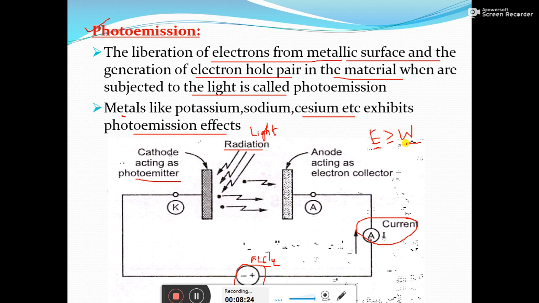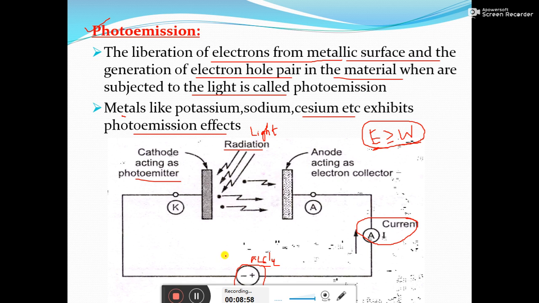So if the energy is less than the work function of the material or metal, even though the light rays are made to fall on the cathode surface, the cathode is not going to emit any electrons. This is the condition: the incident energy should be greater than the work function of the metal, then only will electrons be liberated. And the amount of electrons liberated from the cathode surface depends upon the energy of the incident light particles.